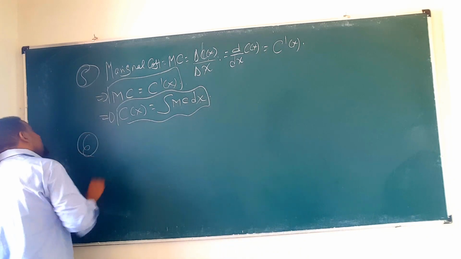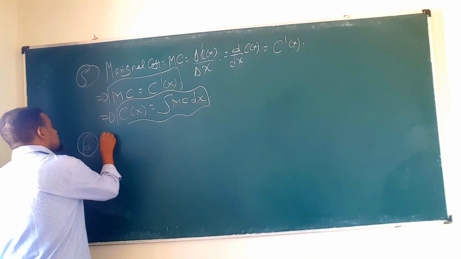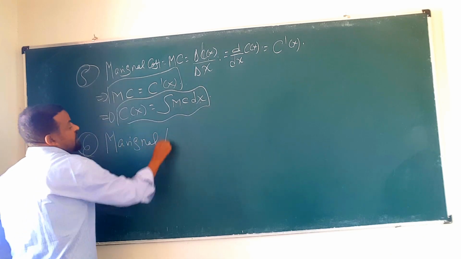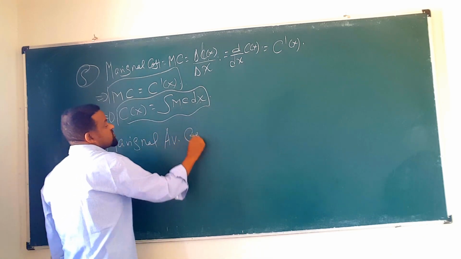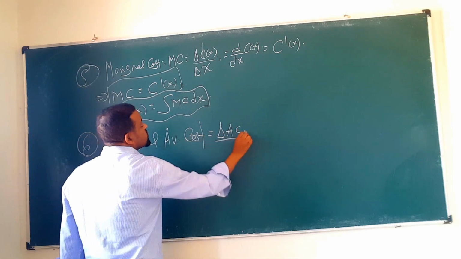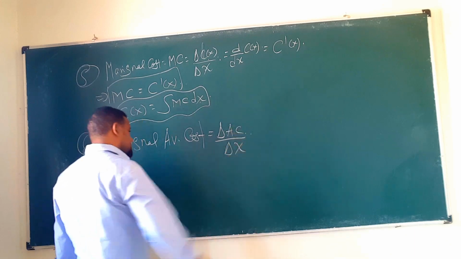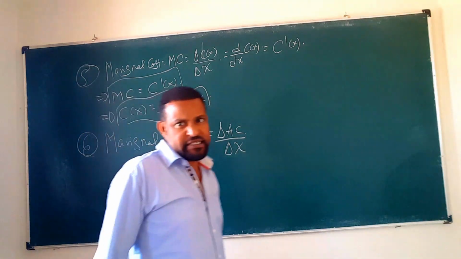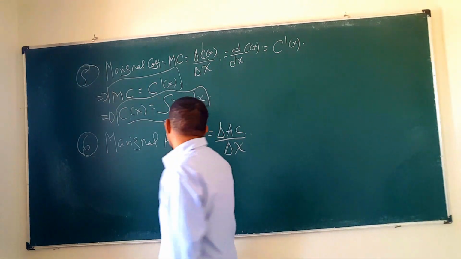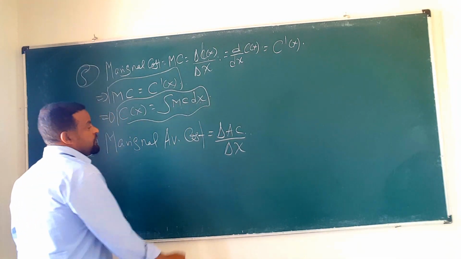And the sixth one is marginal average cost. The marginal average cost is the change in average cost with respect to the quantity or the output x. The marginal average cost is given by the change in average cost with respect to x.